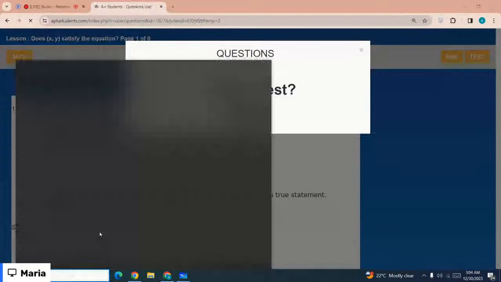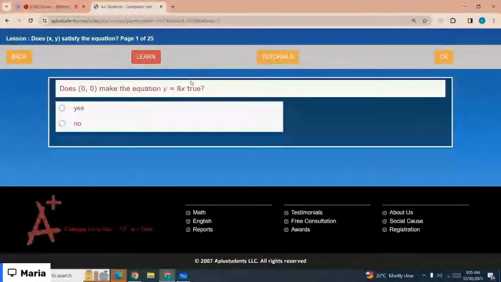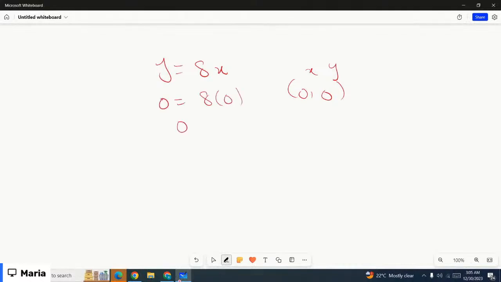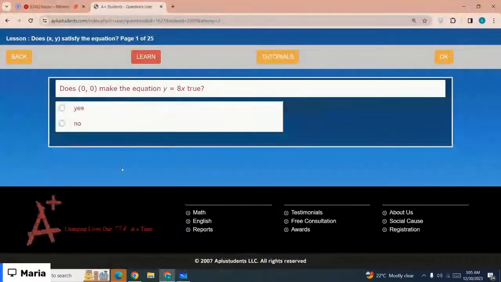The first question is, does (0, 0) make the equation true? So you are given the equation y equals 8x, right? And you have to see if (0, 0) is a solution of the equation y equals 8x. x is 0, y is 0, right? So replace the variables with the values: y is 0 and 8 times 0 is 0. So 0 equals 0. Got it? That means yes, the point (0, 0) satisfies the equation, so this is a solution of the equation. The correct option is yes, it is.